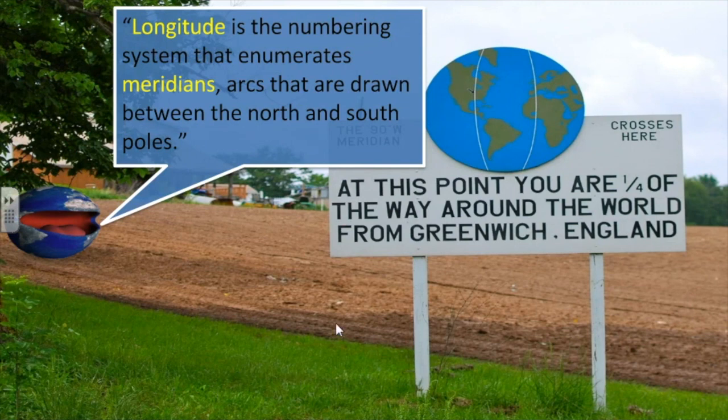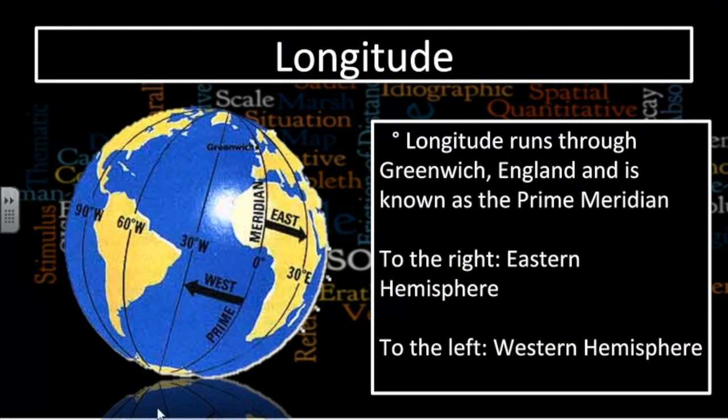If you look here, it has a couple examples of longitude. They go from North to South Pole. And here's an example we'll talk about in the next slide, Greenwich, England. We'll go ahead and click over there. Greenwich, England is what is considered the prime meridian. That is 0 degrees longitude. Anything to the right of the prime meridian is considered the eastern hemisphere. Anything to the left of it is considered the western hemisphere.